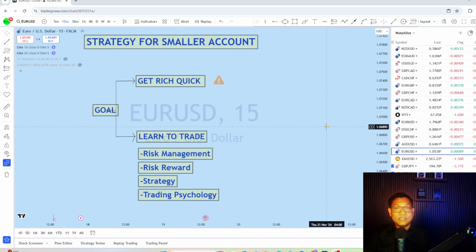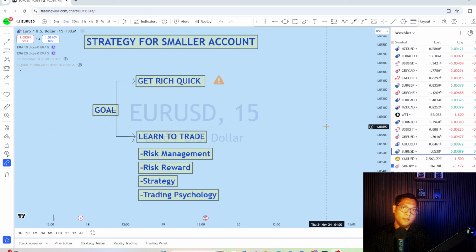Now, there is a complex relationship between risk reward and winning rate. In the simplest way, if you are using 1:1 risk reward, then your winning rate must be above 60% or 65%. But if you are using a higher risk reward, for example 1:2 or even 1:5, then your winning rate will drop automatically.